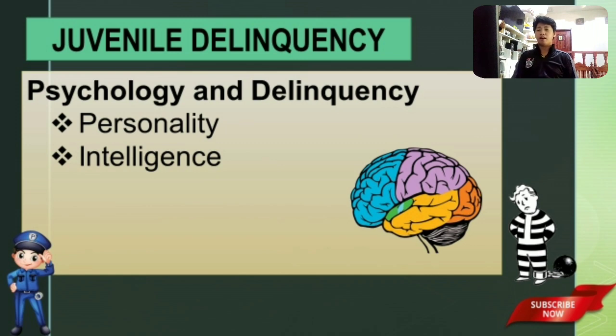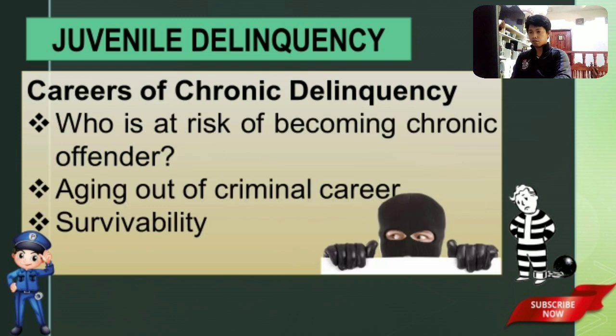there are really more with a criminal history, juvenile delinquency activity during their youthful days, among those with low IQ, no? So those could be the correlation, no, that we can cite with regards to intelligence and delinquency. Okay, so not lastly, second to the last, now let's talk about careers of chronic delinquency.